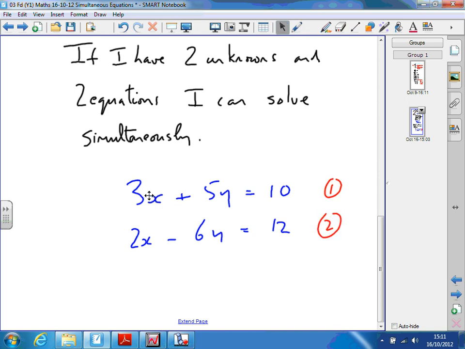So it's common to label them equations 1 and 2 like this. So one way would be to plot them graphically. So this time I would just literally plot this equation, 3x plus 5y equals 10. And then I would plot 2x minus 6y equals 12. And where they cross would be the point at which x and y have the same values in both equations. In other words, they would be the solutions. So if I look at the graphs, first of all I can see, is there a solution? And there will be if they cross. And secondly, I can find out what a solution is. So let's try that in Autograph.